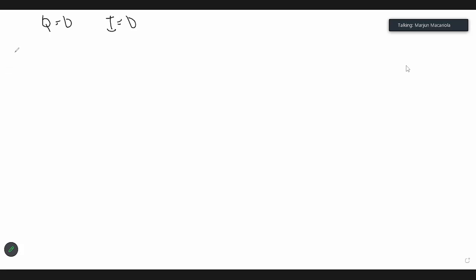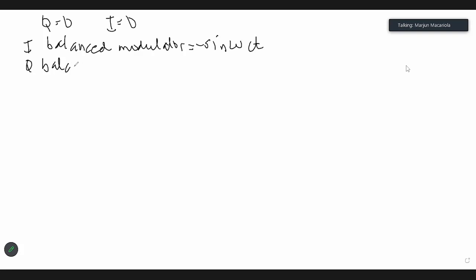Okay. So, ito yung channel ha, yung kapag sa Q ay 0, kapag I ay 0, so magiging I balance modulator output natin ay what? Negative. Kasi parehas pag 0, negative. Negative sine omega ct. So, ang Q balance modulator output natin will be equal to negative cosine omega ct. Okay.